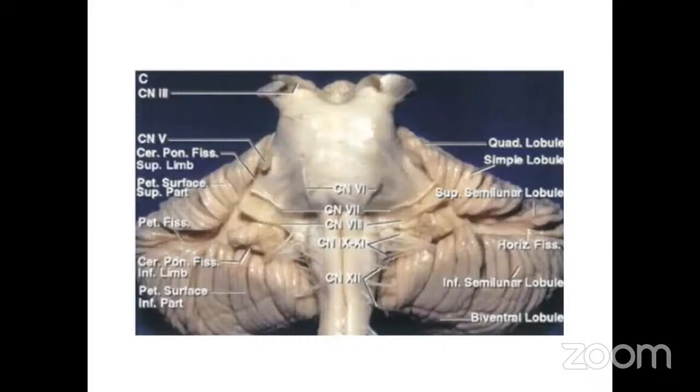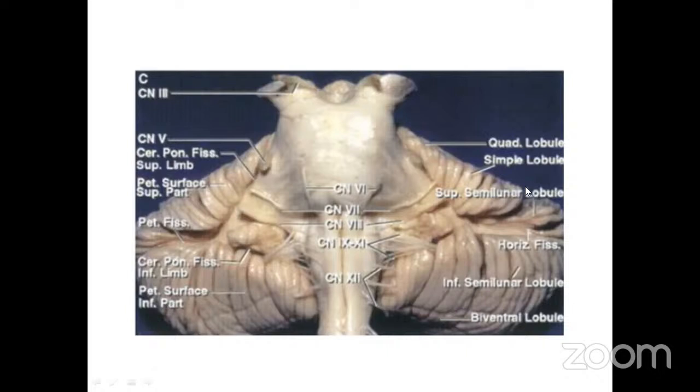This is a diagram of the petrosal surface of the cerebello-pontine angle. In this diagram, we can see this is the cerebello-pontine fissure. It has two limbs. This one is the upper limb and this one is the lower limb. It meets at an apex laterally. This is the apex, and from here continues the petrosal fissure. This petrosal fissure divides the petrosal surface of cerebellum into an upper part, superior part, and an inferior part.